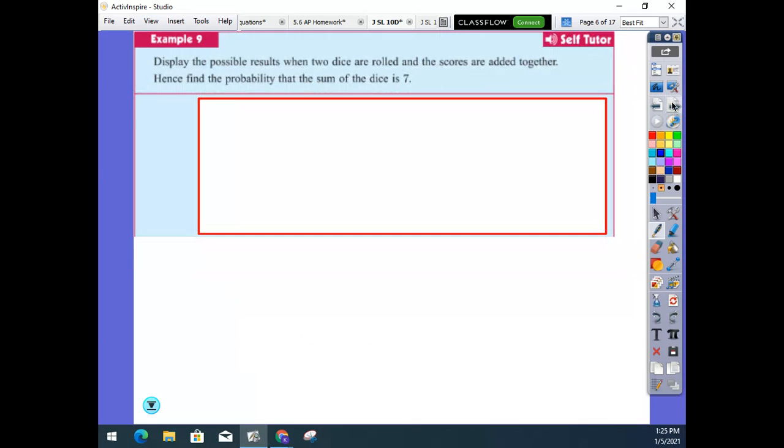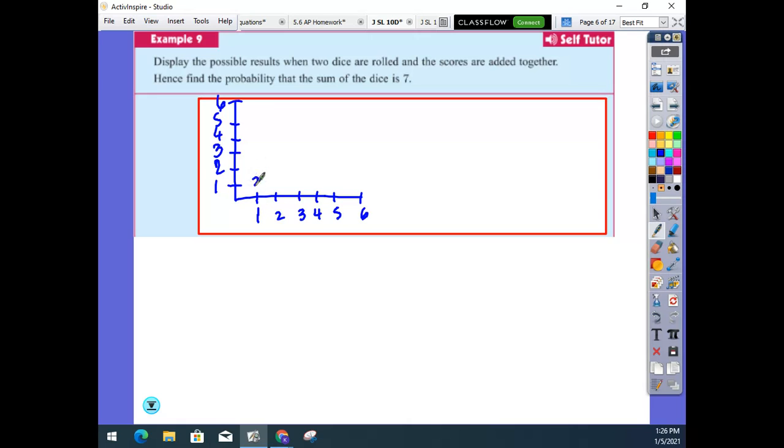All right. Display the results when 2 dice are rolled and the scores are added together. All right, this one's a little annoying. So we're going to put 6 along the bottom, 6 along the top, or going up. And then the middle is the sum of each of them.